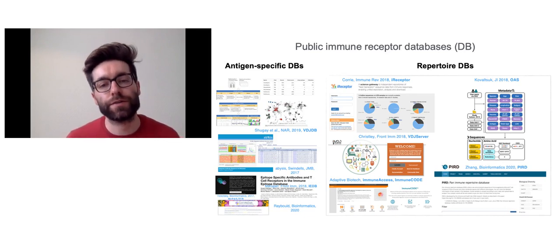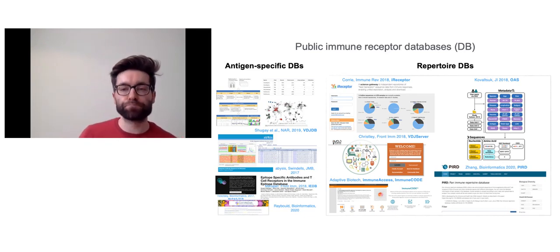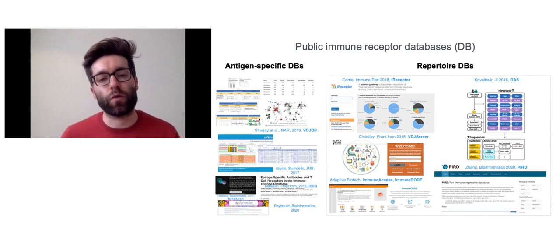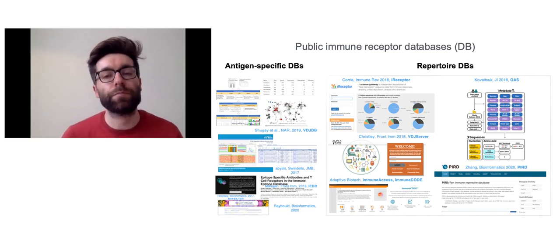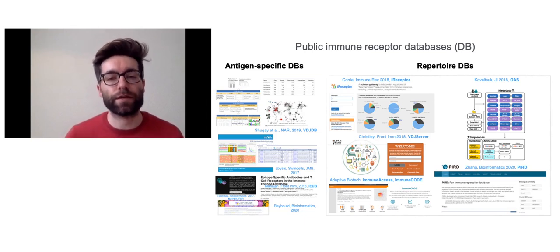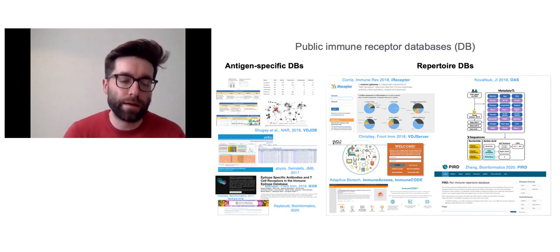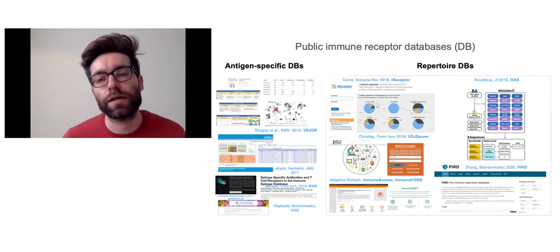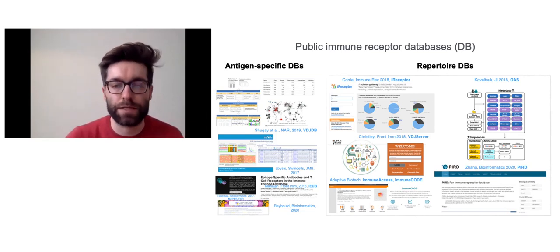On the right-hand side, you see citations for databases which have a more broad scope, a repertoire scope, where you can find billions of sequenced receptors and also entire data sets. So you can then go there, reanalyze these data sets, or take these data sets to supplement your own data sets for validation purposes, for example. So that's very nice.